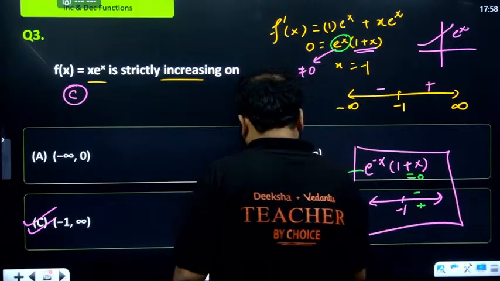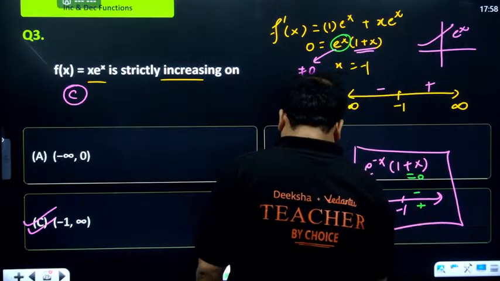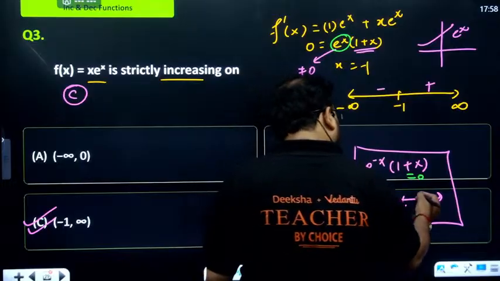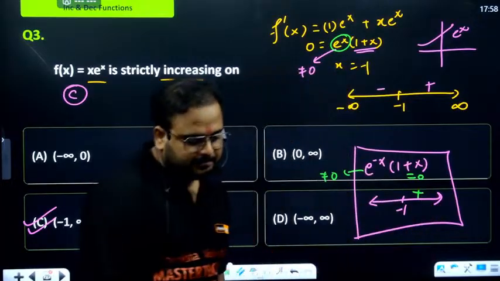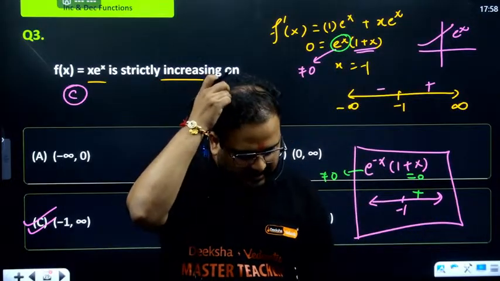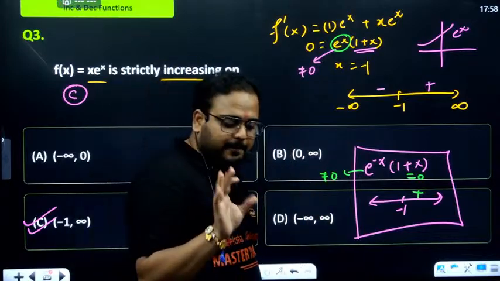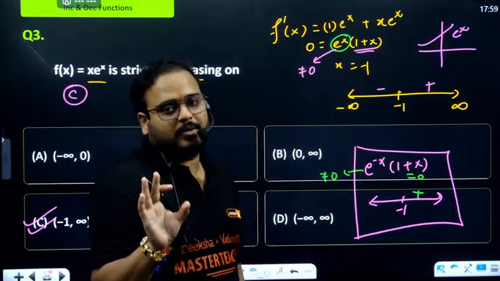Superb. Can I know your good name, beta? I'll put plus only. Can I know your good name? Your ID is a little different. What is your good name? But your answer is superbly accurate. Okay? It means you know your maths properly.